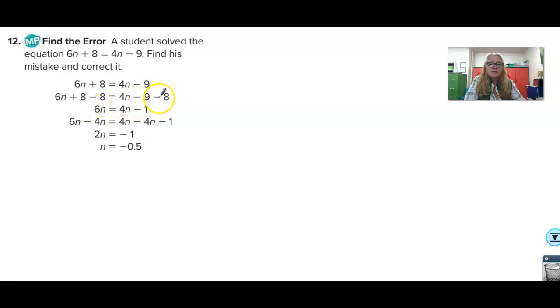Negative 9 minus 8 is not negative 1. Negative 9 minus 8 is negative 17. Okay. But then the second step they subtracted 4n from both sides. That works. They just did those in the wrong order. And then the only problem is that this should have been a 17 at this point. But yeah, so that's what they did wrong.